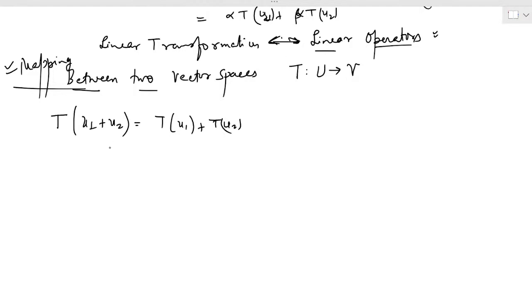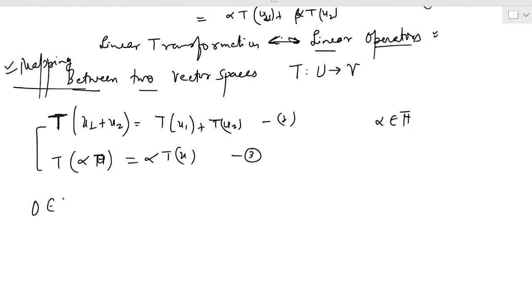So what are the properties? Property number one is that if you want to take the map of u1 plus u2, then it is equal to T(u1) plus T(u2). And secondly, if you take an alpha from field F, and you want to take T(alpha u), then it comes out to be alpha T(u). According to these two properties, if 0 is an identity element in U, then T of 0 is always equal to 0. Please do remember this.